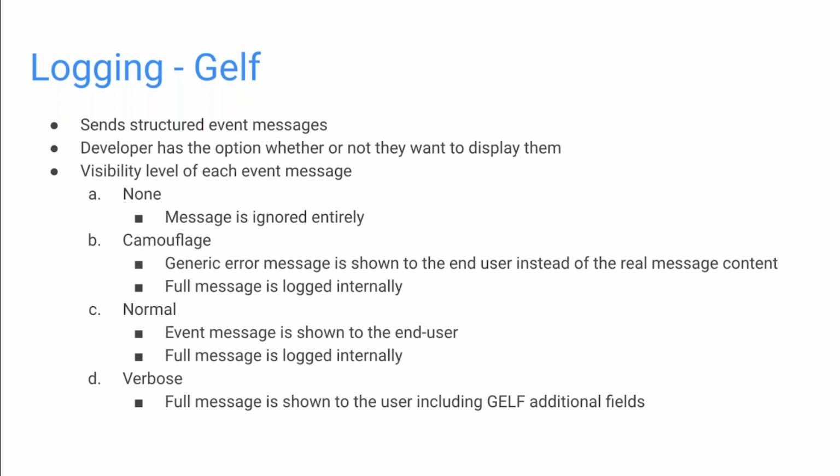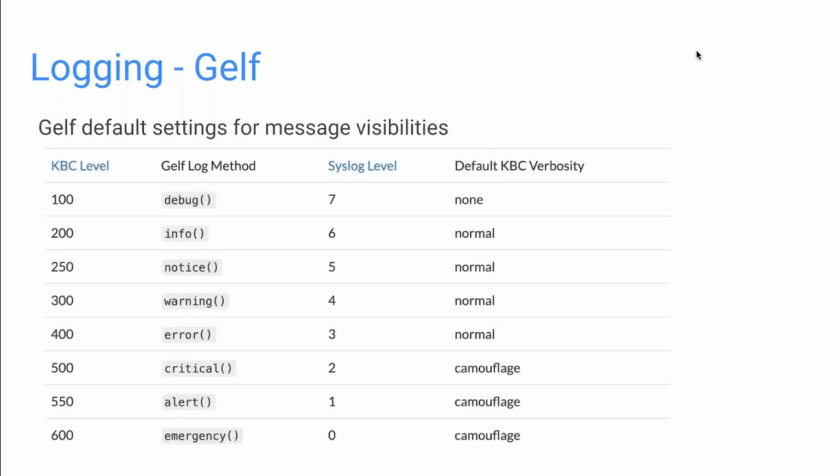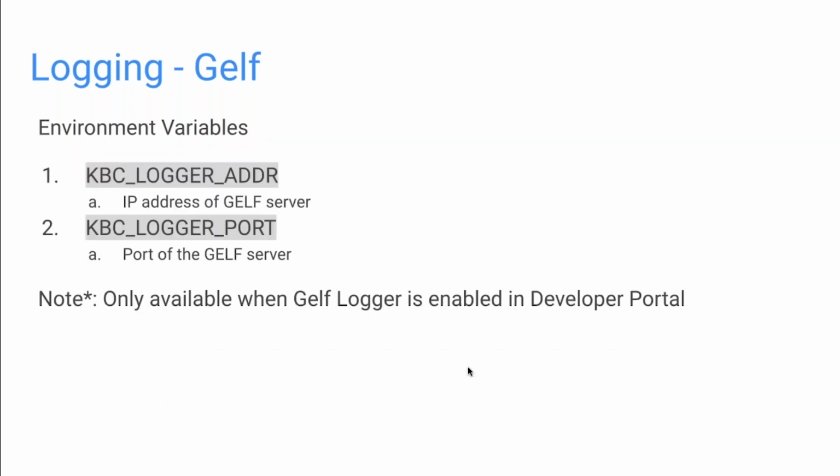Normal. The event message is shown to the end user. The full message is logged internally. And the fourth one, full: the full message is shown to the user, including Gelf additional fields. These are all the Gelf default settings for message visibilities. The levels are debug, info, notice, warning, error, critical, alert, and emergency. To enable Gelf, the user will have to include these environment variables inside their code.